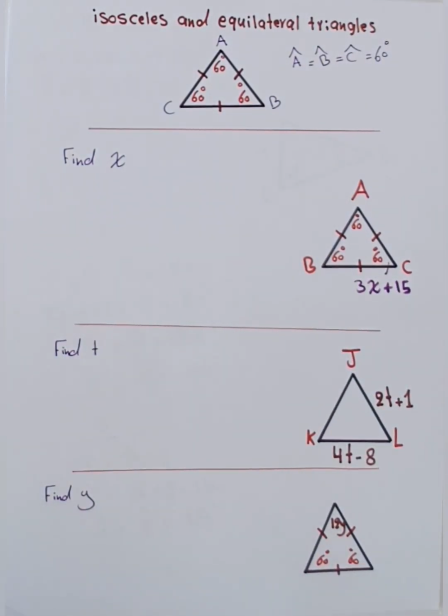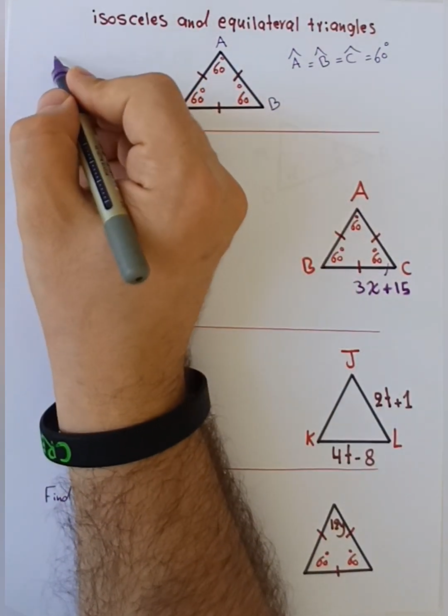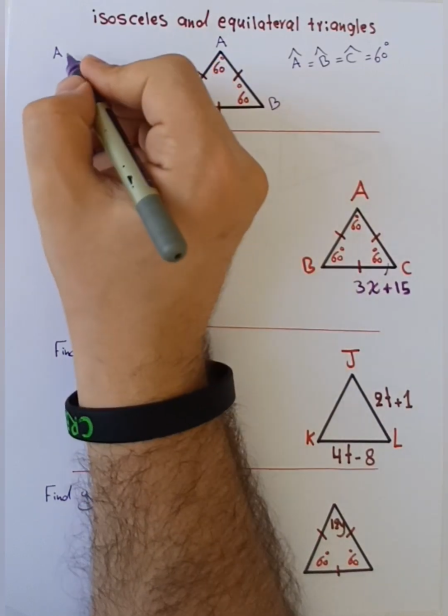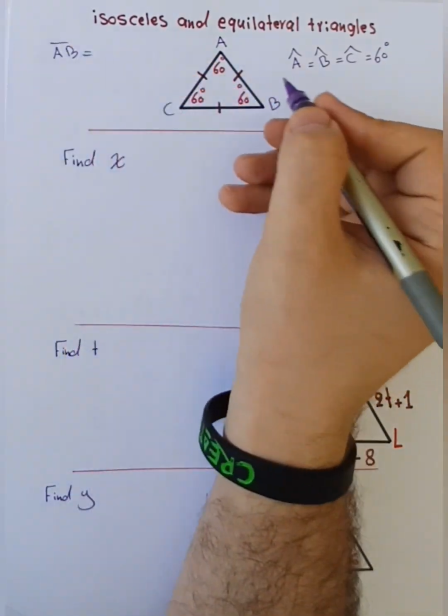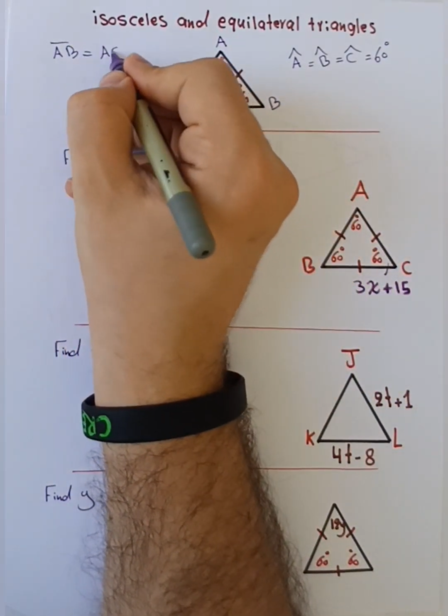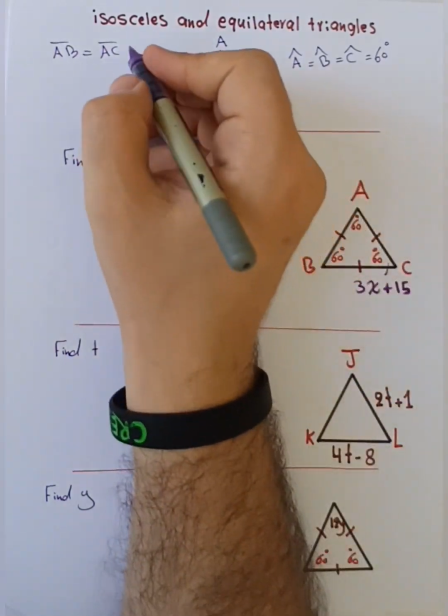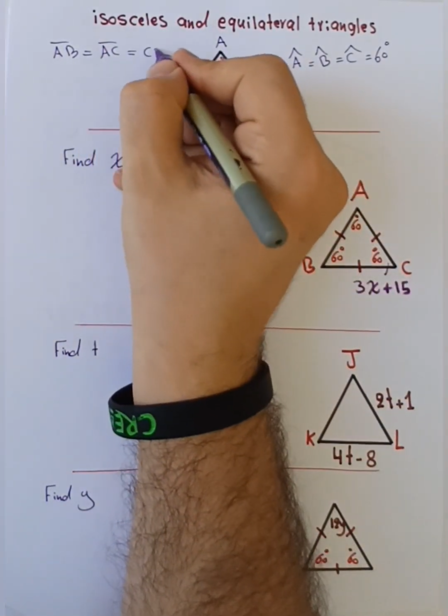After that, if all the angles of a triangle are congruent, then it is equilateral. And then in an equilateral triangle, all sides are congruent. It means the length of AB equal to the length of AC and equal to the length of CB.